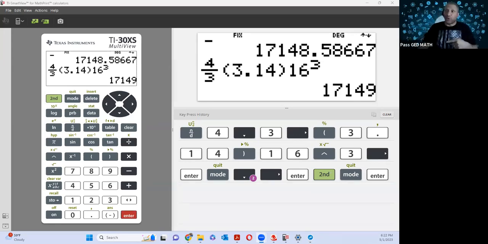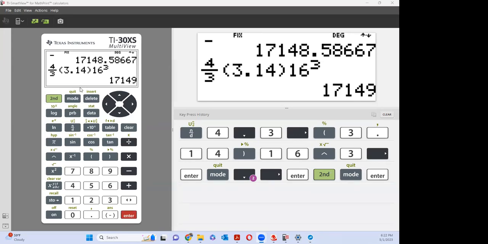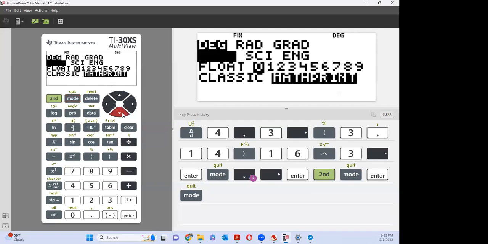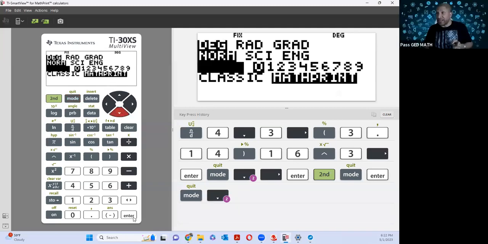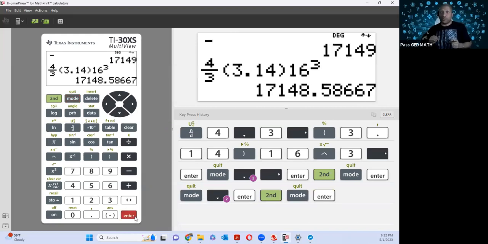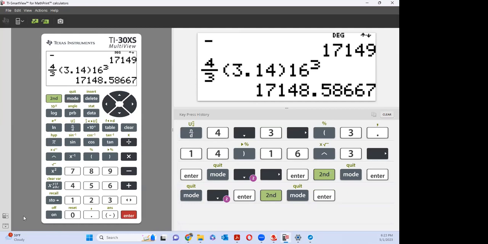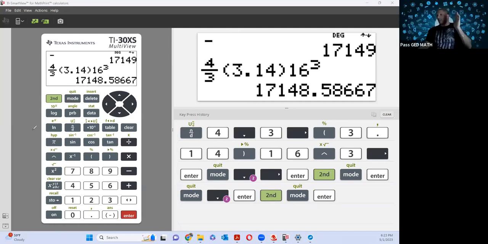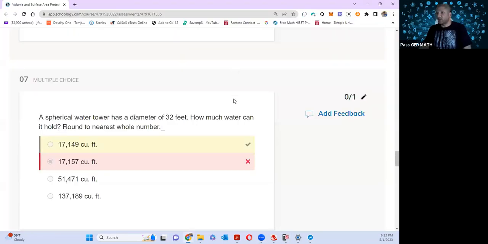Now, once you round off, you got to take it back. So you go to mode, you go back down to float, you press enter, quit out of there, and then it'll take you back and show you all the decimal places again. And that's how you would do it. You want to spend time on this calculator as much as you can. I'm telling you, it will pass your exam.